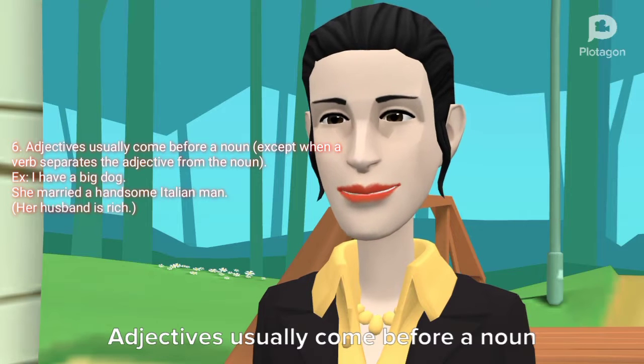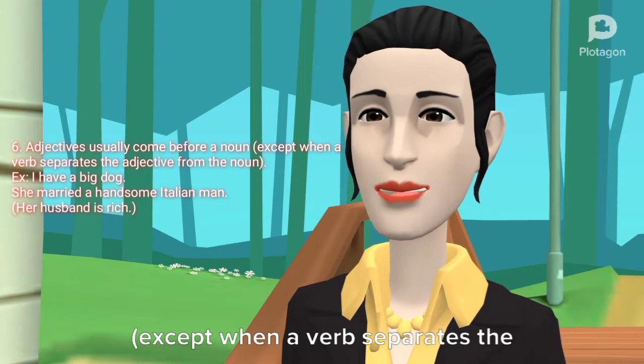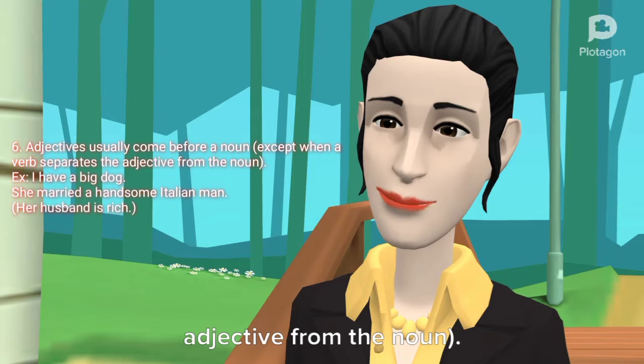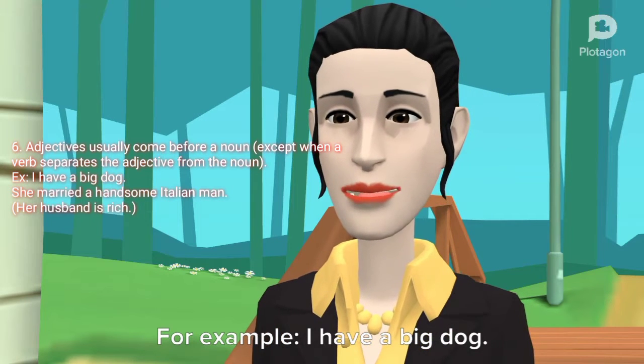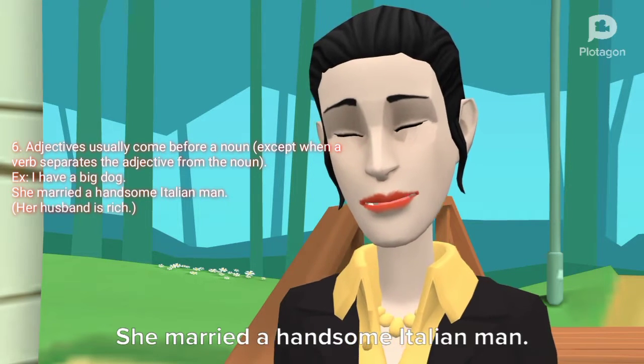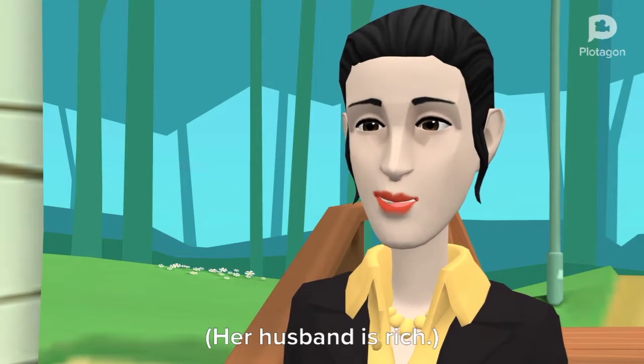6. Adjectives usually come before a noun except when a verb separates the adjective from the noun. For example, I have a big dog. She married a handsome Italian man. Her husband is rich.